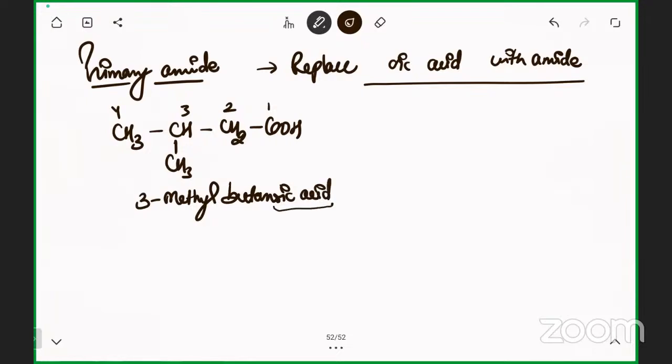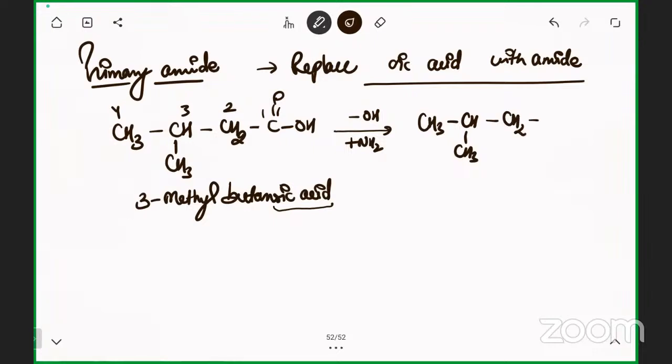Now what am I doing? If you have confusion, I'm expanding this: C double bond O single bond OH. So this is 3 methyl butanoic acid. What I'm doing is removing the OH and adding the NH2 group. The compound will be CH3 CH single bond, CH3 single bond, CH2 C double bond O, and in place of OH, I'm adding NH2. So this is an amide.